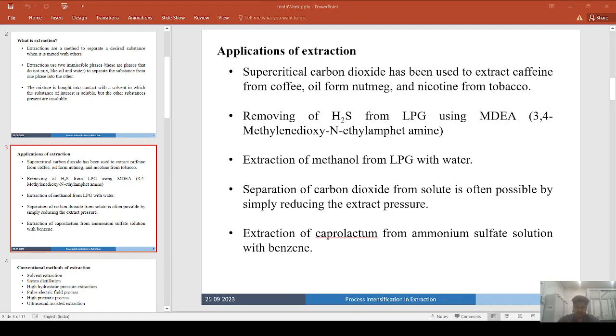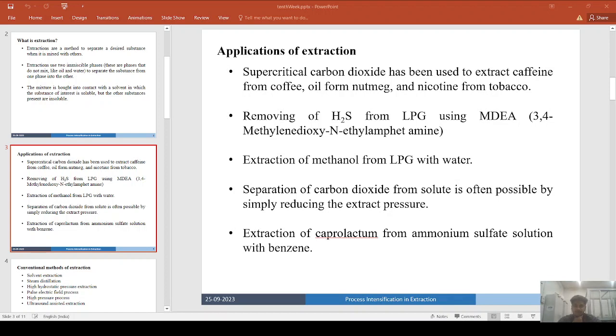Another example is the separation of carbon dioxide from solute, for example in carbon sequestration, and it is often possible by simply reducing the extract pressure. As you reduce the pressure, its solubility will increase and you will basically separate the carbon dioxide from the solute very easily.